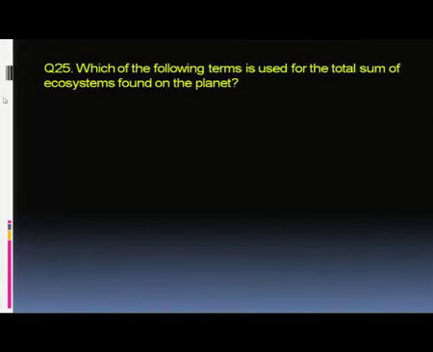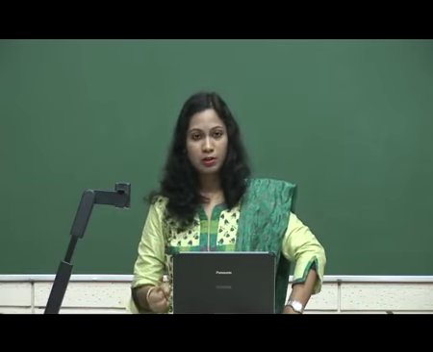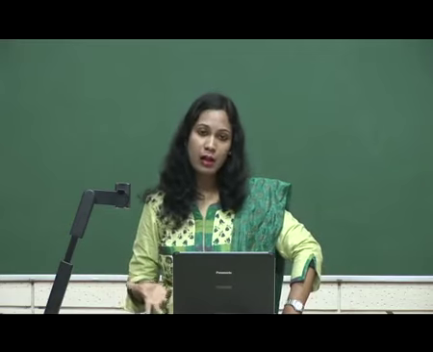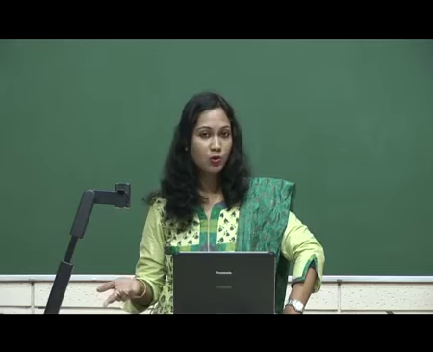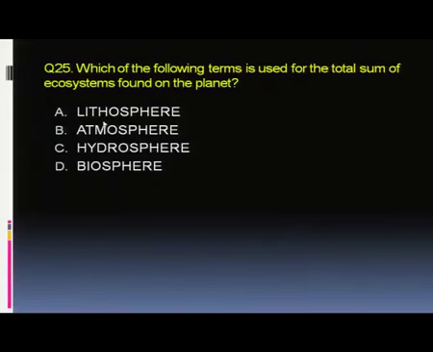Question number 25. Which of the following terms is used for the total sum of ecosystems found on the planet? We have learnt about diversity, the three levels, species, genetic and ecological, and we also know about ecosystem. Ecosystem is a functional place where there is an interaction between the biotic and the abiotic components, and there are so many ecosystems. An ecosystem can be very small and can be very large. A pond is an ecosystem, there are man-made ecosystems like an aquarium, and the sum total of all the ecosystems, what will it be called? The options here are lithosphere, atmosphere, hydrosphere and biosphere.